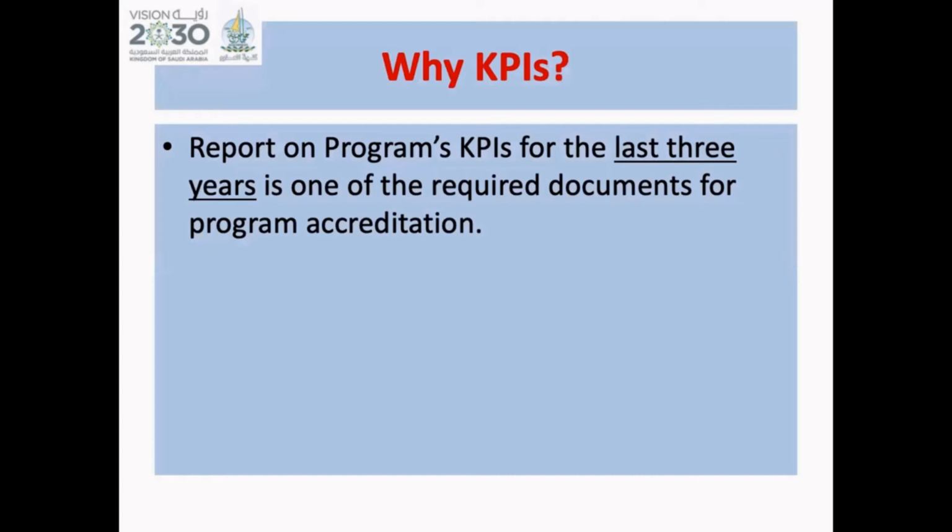Maybe you still don't know why we need KPIs, why these KPIs are very important. Because actually the report of these KPIs, at least for the last 3 years, is one of the important documents required for the program accreditation. The accreditation I mention here is the NCAAA accreditation, not the ASIIN accreditation. ASIIN accreditation is a bit different, but this is for the NCAAA especially, because Saudi Arabia normally adopts this NCAAA accreditation. But this data we can also use for ASIIN later.